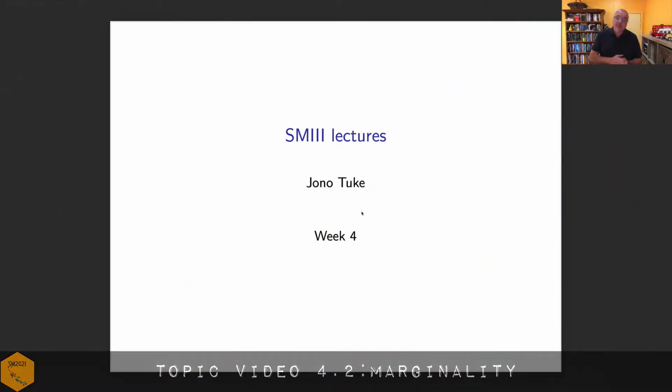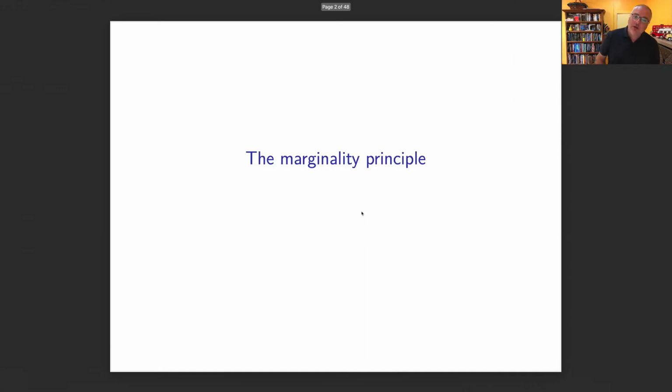Okay, so week 4. And the first thing we're going to do is talk about the marginality principle, the principle of marginality. And what this says is that basically you've got to be careful when you're choosing your models. You can't just throw anything out.